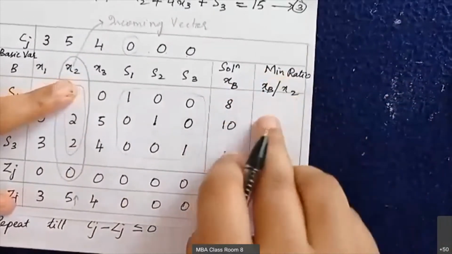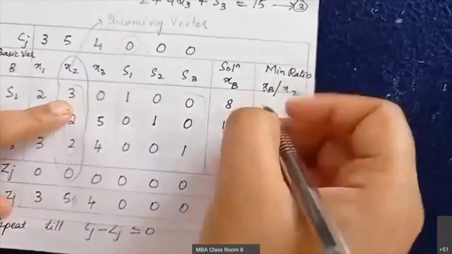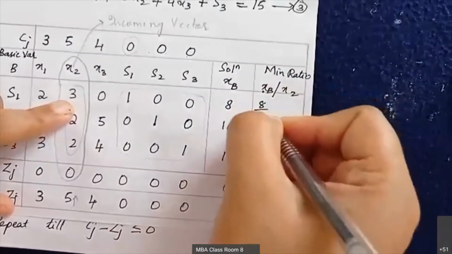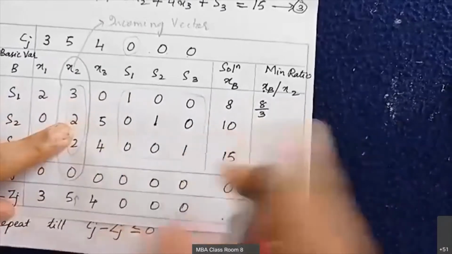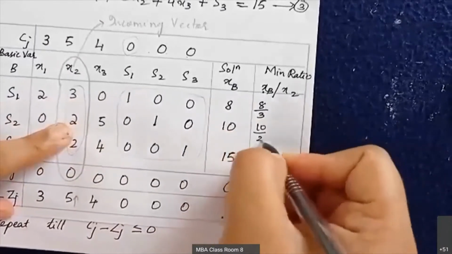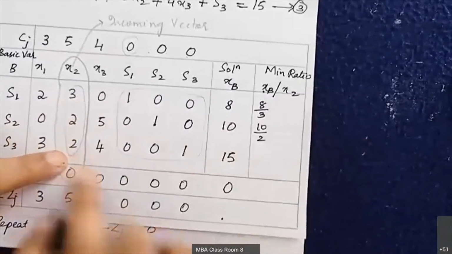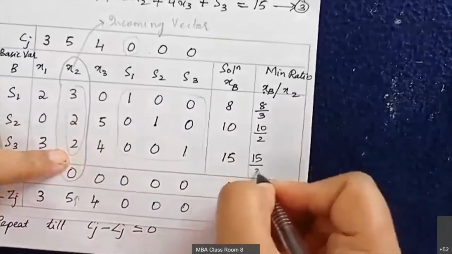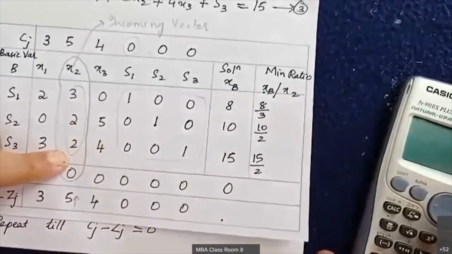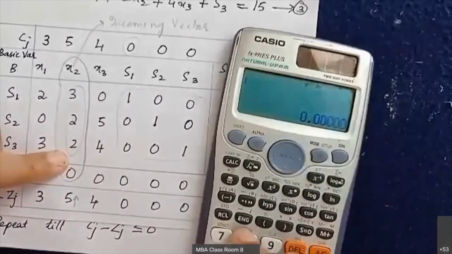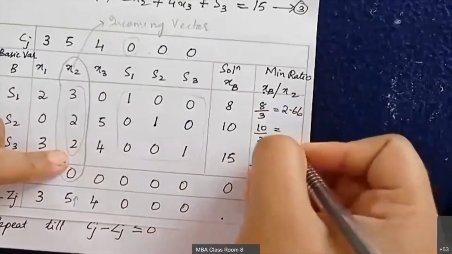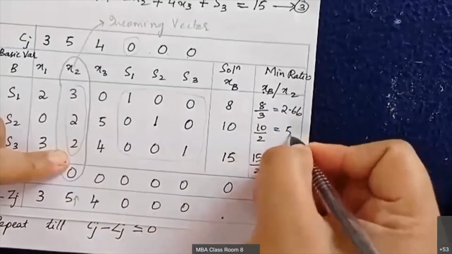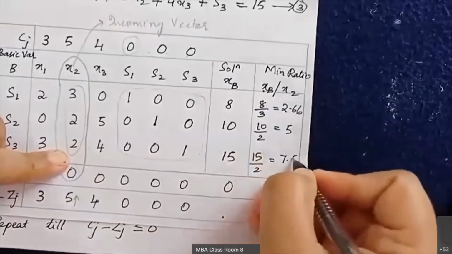Now divide and tell me 8 divided by 3. Then we have 10 divided by 2, and again 15 divided by 2. Just check your calculator. 8 divided by 3, the answer is 2.66. 10 divided by 2, you have 5. 15 divided by 2, you have 7.5.